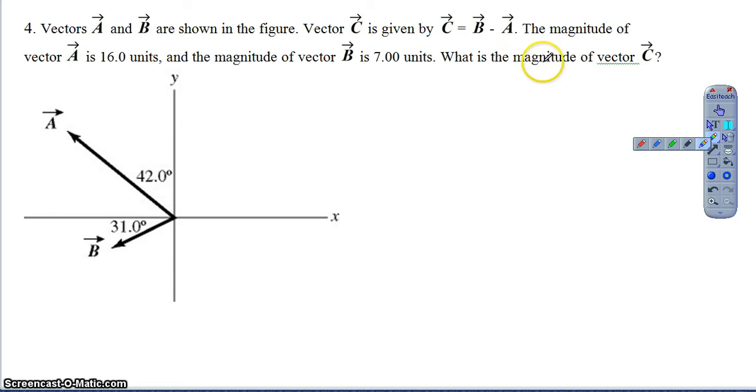If you want to check your answer, just ask for the magnitude. The correct answer should be about 16.2. So if you got that and you're confident, feel free to jump ahead in the video. If not, I will work that out.